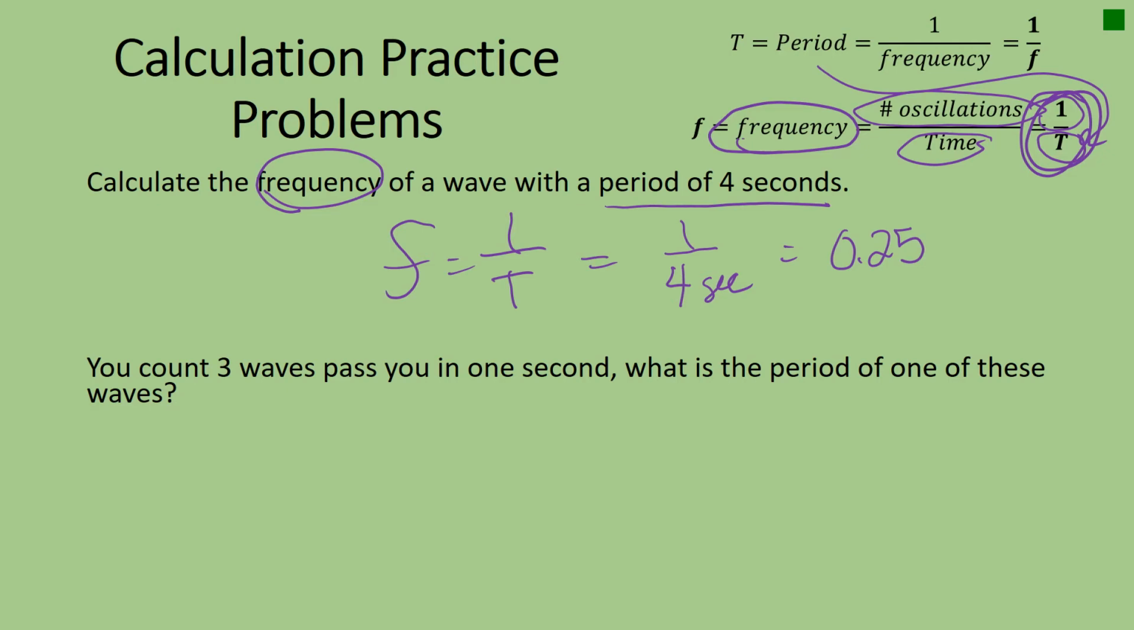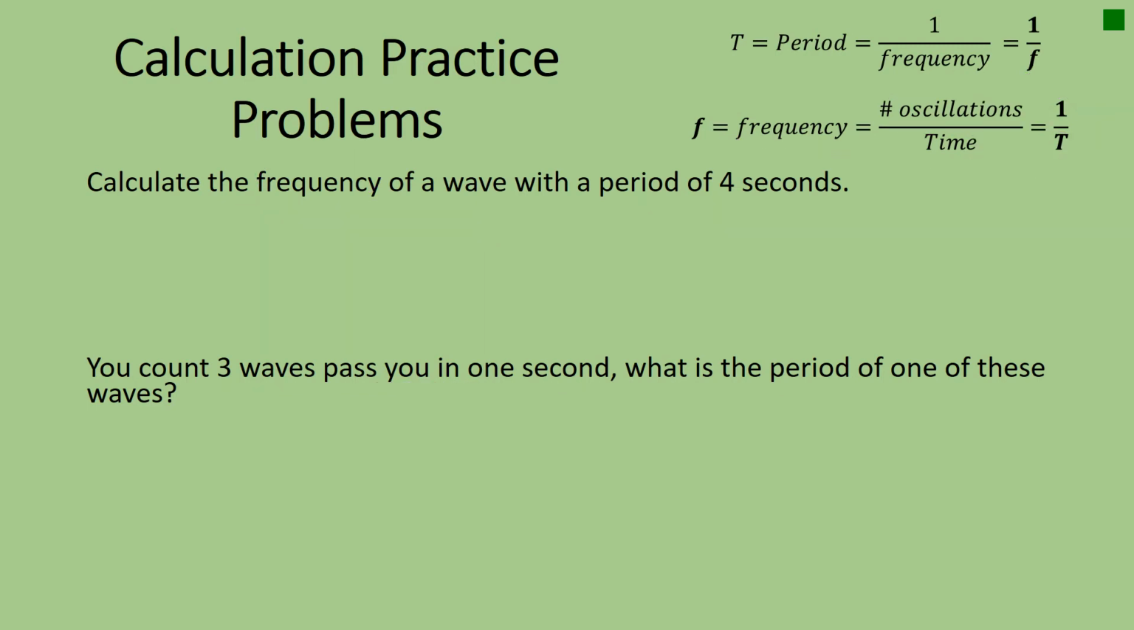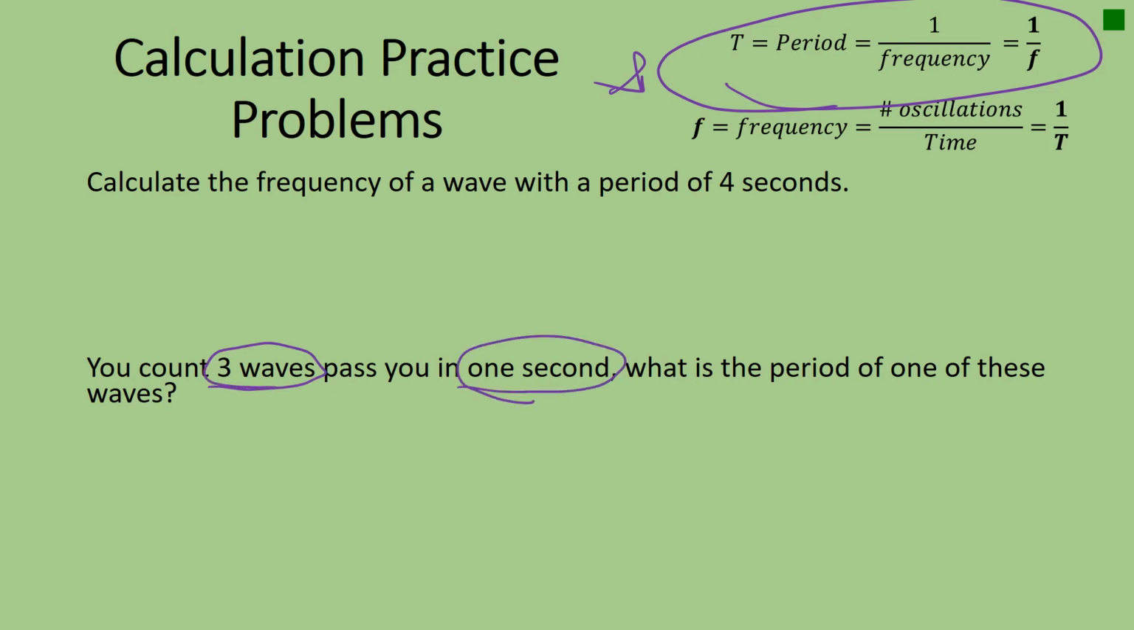Okay, and then you count waves. Okay, so then you count 3 waves past you in 1 second. What is the period of one of these waves? Okay, so for this guy, what we're going to do is we're going to figure out this, which is period. We're going to use this one. Okay, but I tell you 3 waves in 1 second. Yikes, I don't directly tell you the frequency.